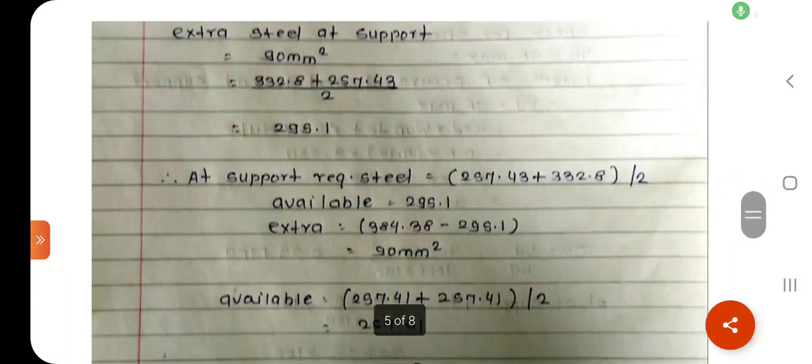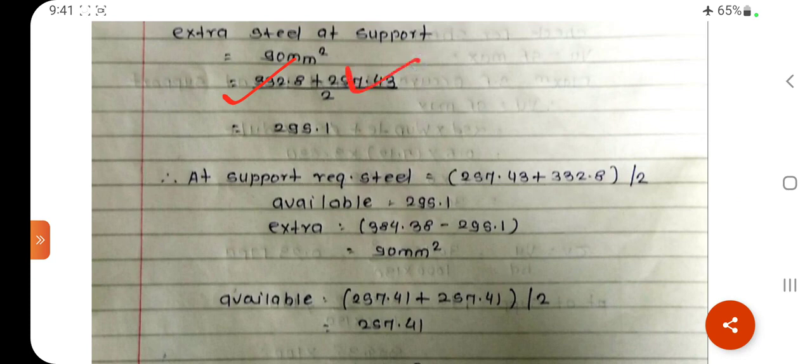So this is a sample calculation of that support only. See here, from the span first 332, span second 257, as alternate bars are bent up, divided by 2. So this is what the AST available at the support. Now how much AST is required?